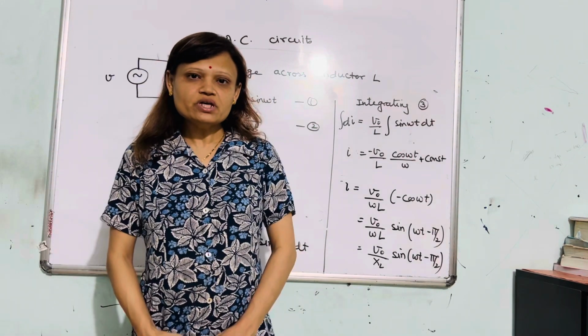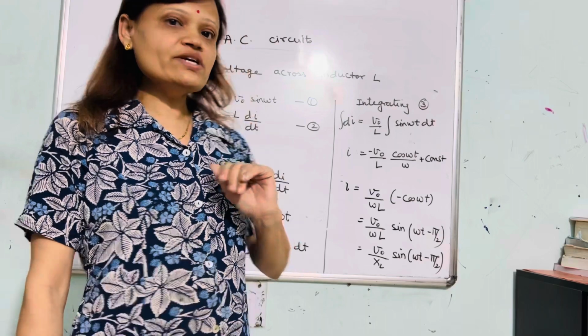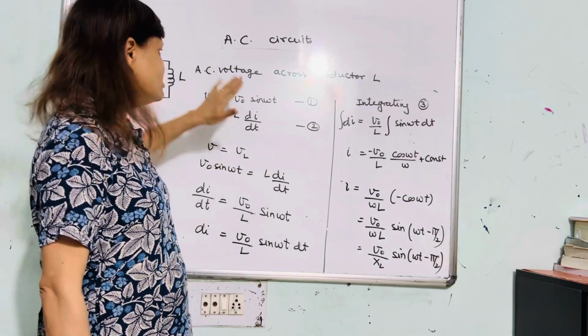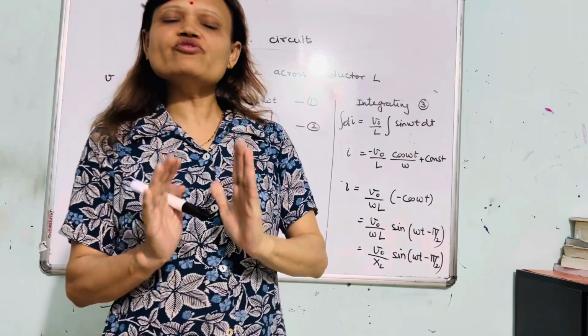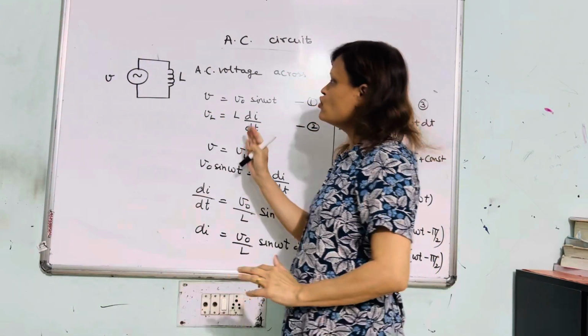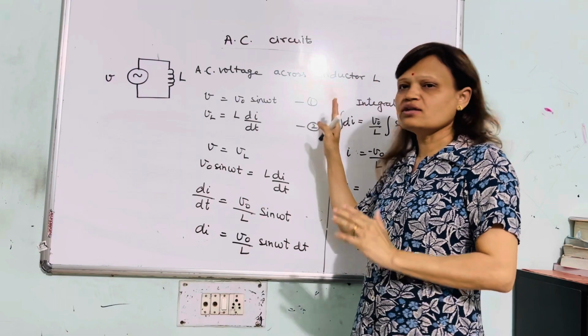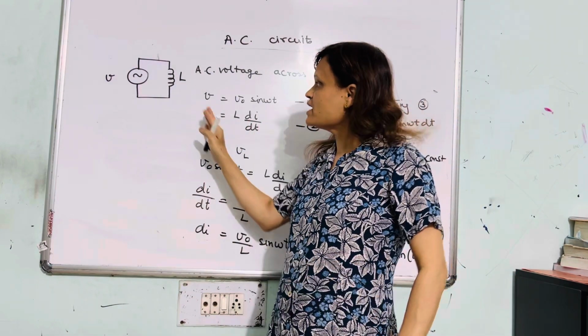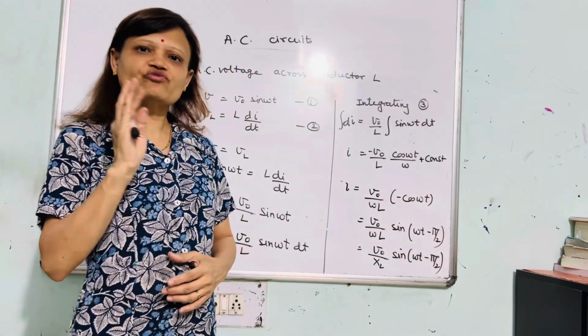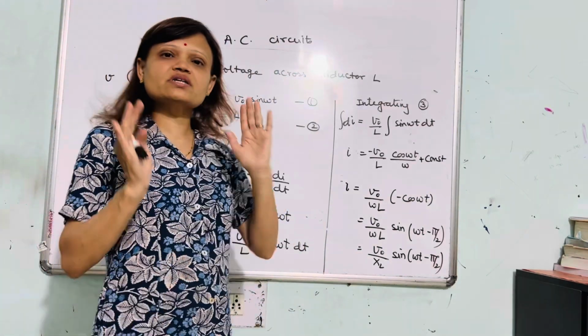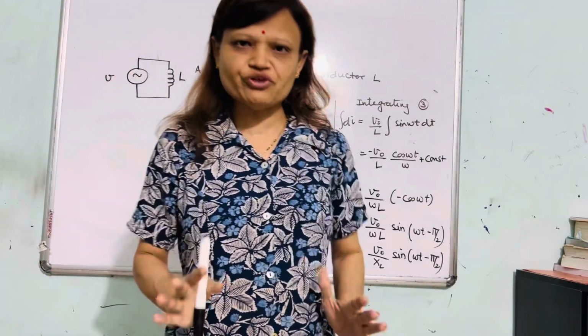So now we are going to see, after we have seen AC voltage applied to a resistor, what happens when AC voltage is applied across an inductor. Here also we are taking the EMF voltage equation V naught sine omega t, applied across the inductor L. What you have to find is the equation of the current in this circuit. What is the current amplitude? What is the phase difference?